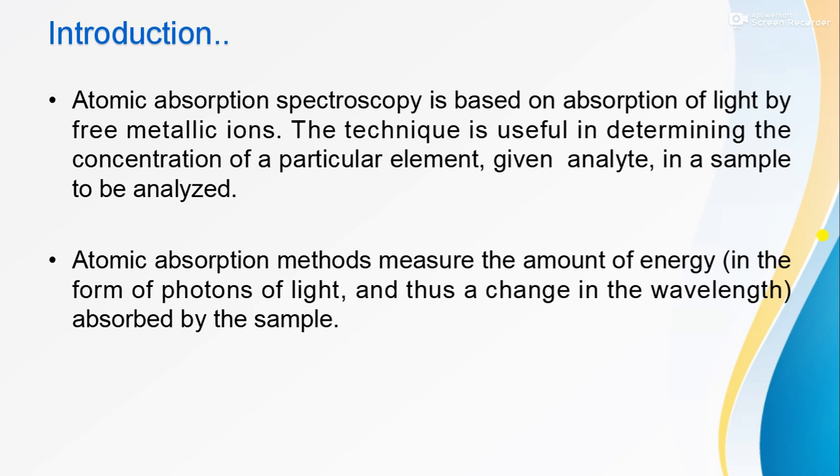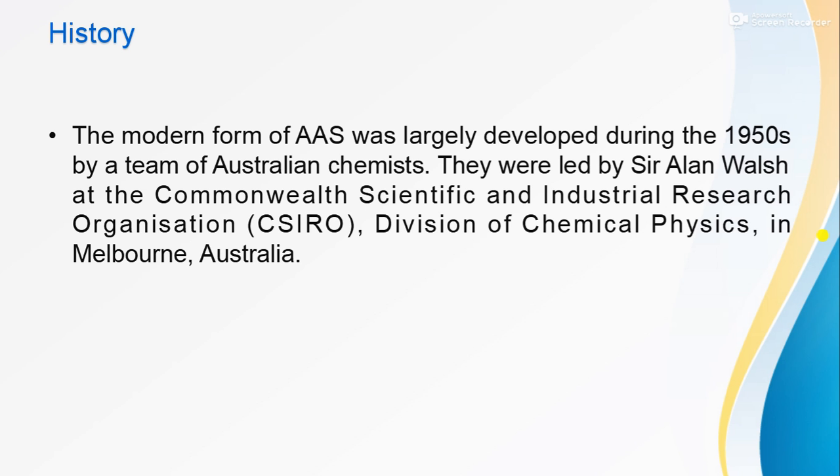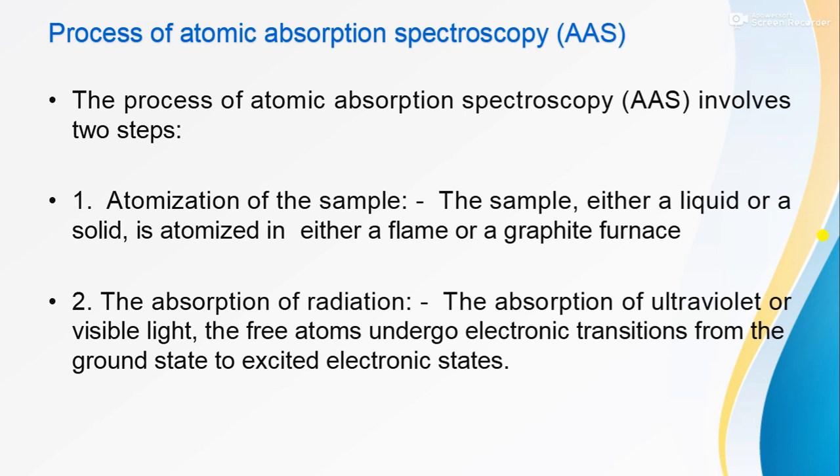Atomic absorption methods measure the amount of energy, in the form of photons of light, and thus a change in the wavelength, absorbed by the sample. History. The modern form of AAS was largely developed during the 1950s by a team of Australian chemists. They were led by Sir Alan Walsh at the Commonwealth Scientific and Industrial Research Organisation, CSIRO, Division of Chemical Physics, in Melbourne, Australia.